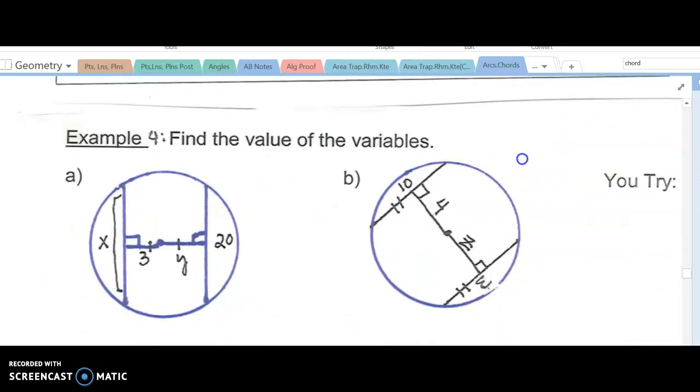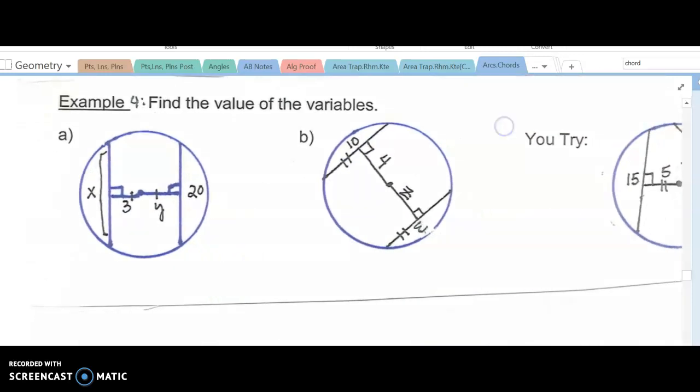Okay, so here we are in example 4. Find the value of the variable. So what we see is here's the center of the circle, and y and 3 have tick marks on them. So y is obviously 3. And then because these are the same distance away from the center, the chords will be equivalent as well. So x is 20.